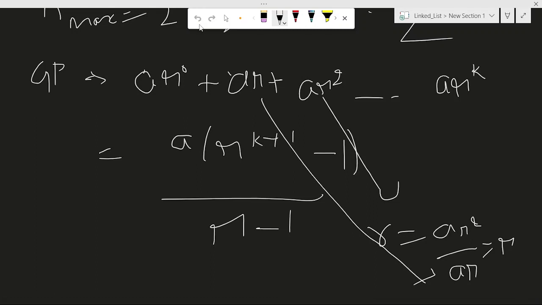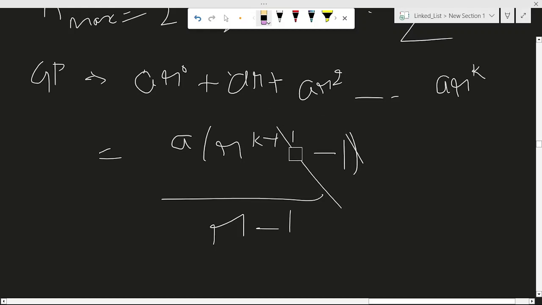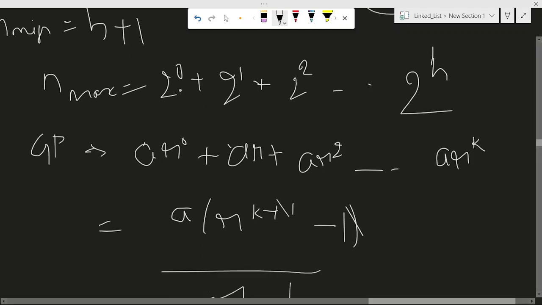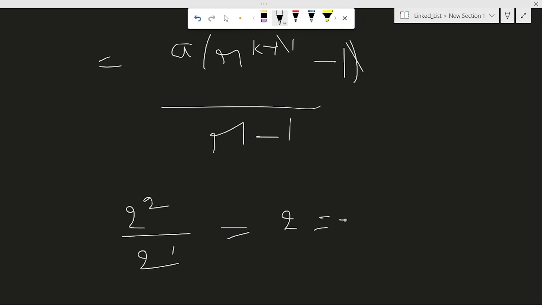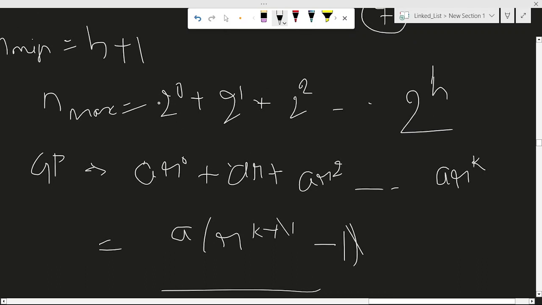So for this expression, let me find r. R will be again simple. I will do 2 power of 2 divided by 2 power of 1, or 2 power of 1 divided by 2 power of 0. Anything is fine. 2 power of 2 divided by 2 power of 1 will give me 2. So r is 2. And a is 1. Already I said a is 1. This is just multiplying by 1.